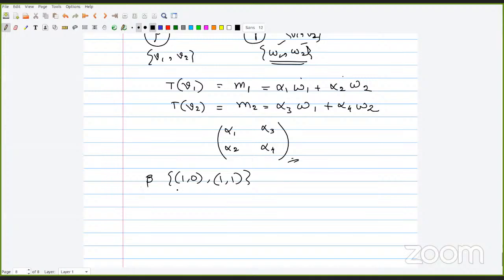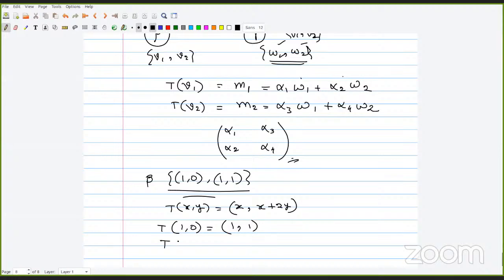Okay. So I am taking T of x, y equal to x, x plus 2y maybe. So this is the linear transformation. What do I have to do? T of 1, 0, I will put 1, 0 first. That will give me 1, 1, right? And T of 1, 1 will give me 1, 3, right?